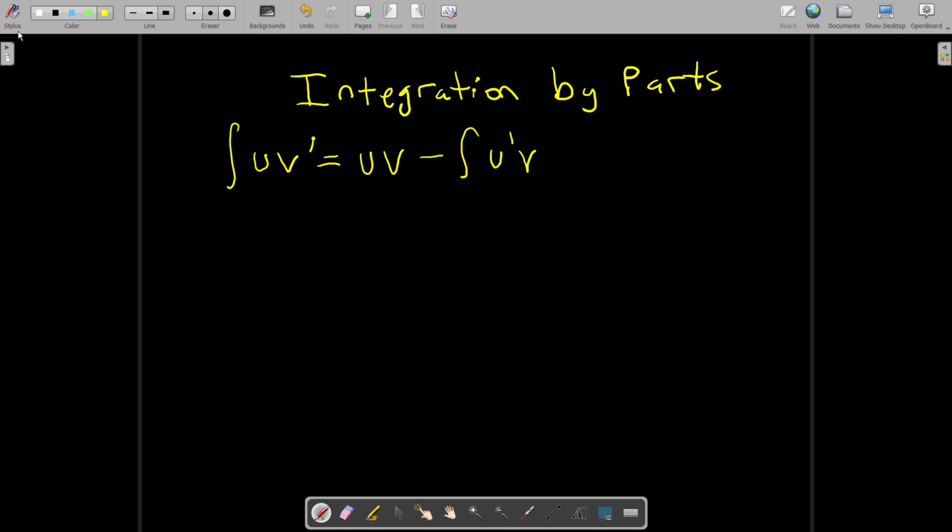Hi, so I wanted to do a video today, just a brief introduction on integration by parts. I'll show the setup for how it works, and we'll do one quick example, and then I'll do some other videos with some variations, some more complicated examples. So to start with, we have this formula on the board, and we'll show where this comes from.